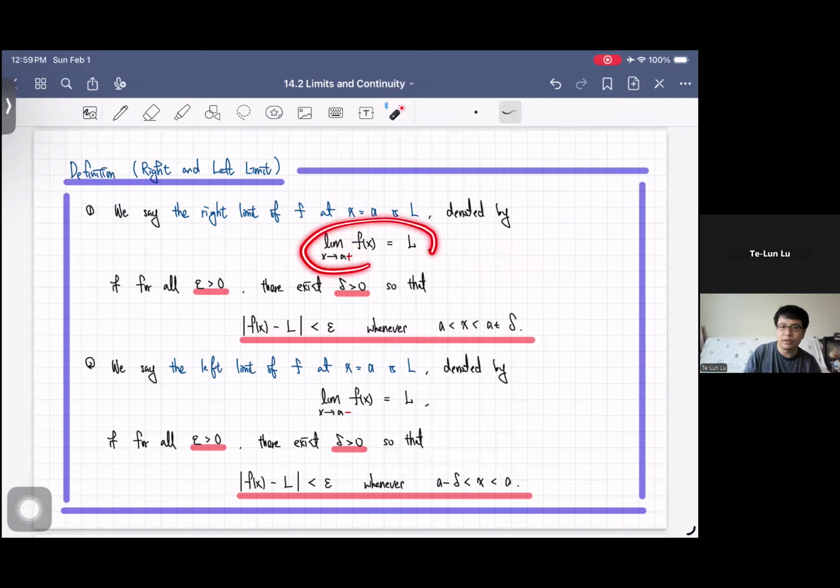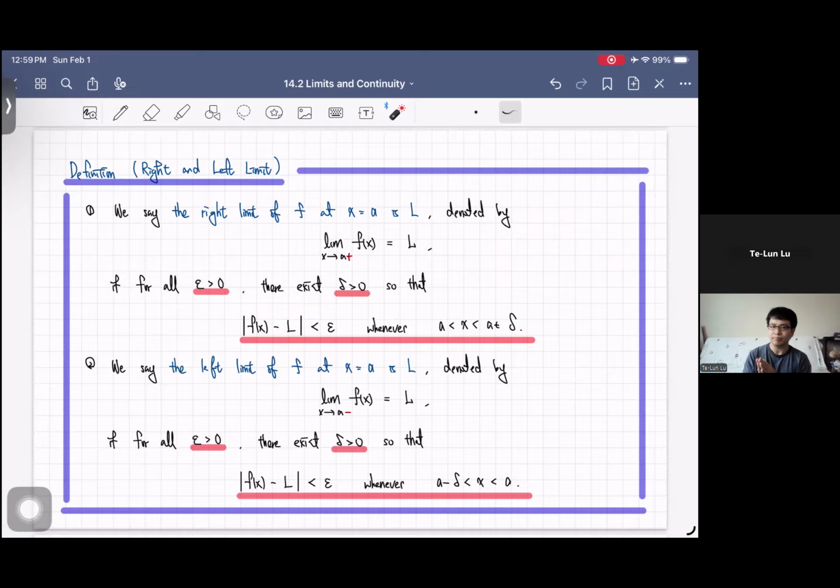So the definition of this notation is something like this, which is a lot similar to what we have done. Given an arbitrary epsilon, the threshold between f and L, there always exists a delta so that this happens. Whenever x is to the right of a, and it's within this small interval, a to a plus delta, then f of x and L are close. Let me phrase this in English again. It is saying that whenever x is to the right of a and close to a, then f of x is close to L.